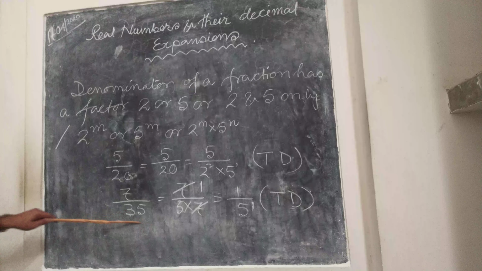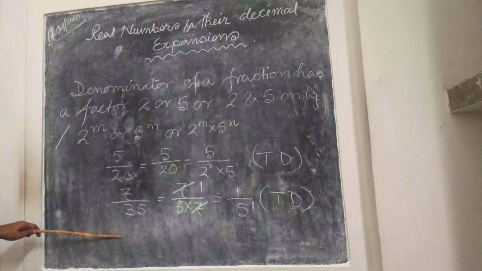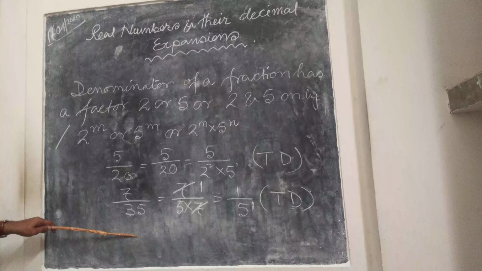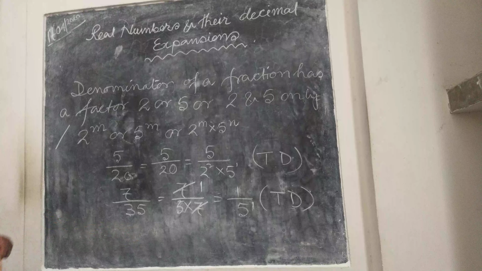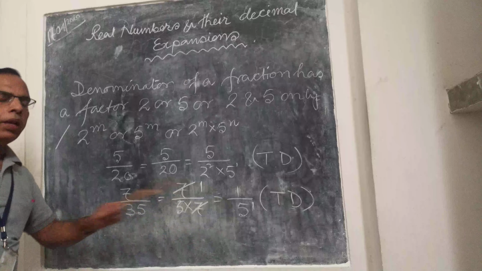So remember one thing. By looking only at the denominator factors, you cannot say that it is terminating or non-terminating. You have to do the simplification. After simplification, you can say whether it is terminating or not.